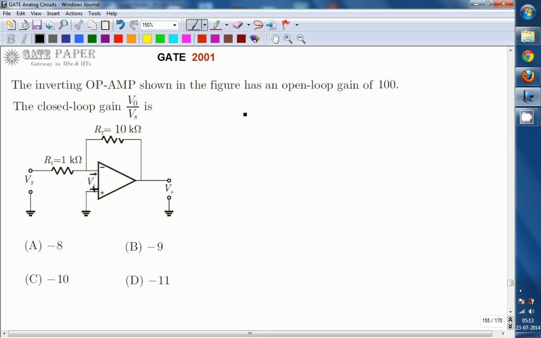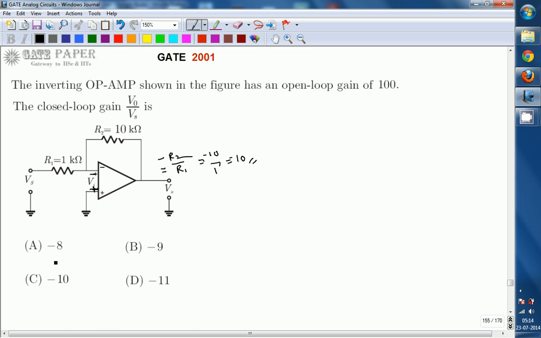So we know the equation of closed loop gain of an inverting op amp. The general expression you can write is minus R2 by R1, which is nothing but the gain of the inverting op amp. R2 is the feedback resistor, R1 is the resistor associated with source Vs. So you can say it is 10 kilo ohms divided by 1 kilo ohm, which is 10. Minus 10 is going to be the answer.